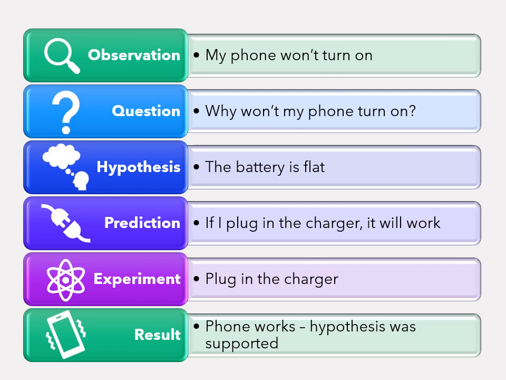We're going to start with our observation. And our observation in this case is very simple, that my phone won't turn on. From this observation, I'm going to ask a question. Why won't my phone turn on? I'm going to come up with a hypothesis that my phone won't turn on because the battery is flat. And from this hypothesis, I can make a prediction. I predict that if I plug in my charger, my phone will start to work.